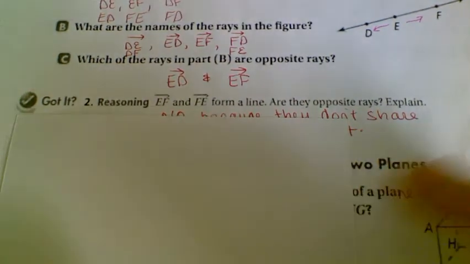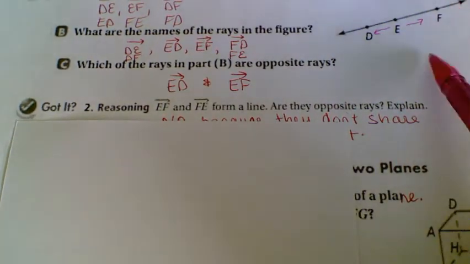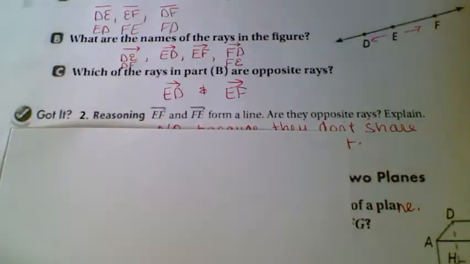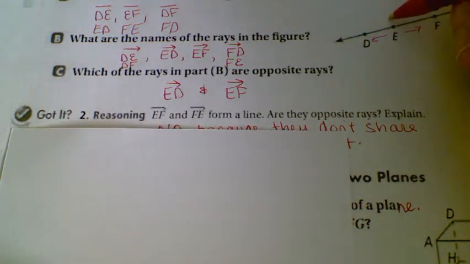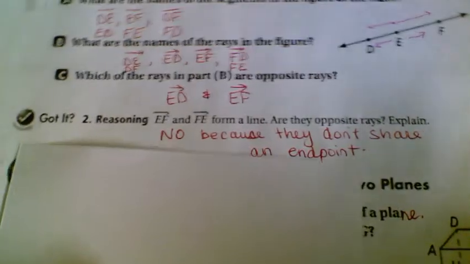In the got it question, it's asking EF and FE form a line. Are they opposite rays? They may form a line, but they're not opposite rays because you have to have the same endpoint. So if I'm starting at E and going this way as a ray, an opposite ray also has to start at E and go the opposite direction. Okay, so that's why they are not opposite rays.